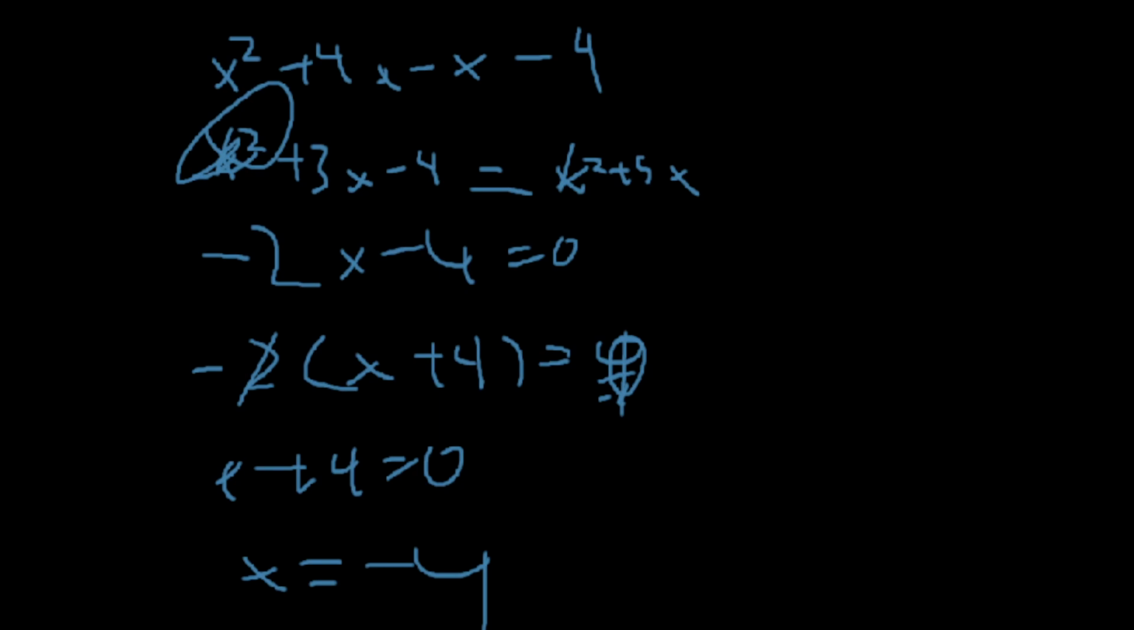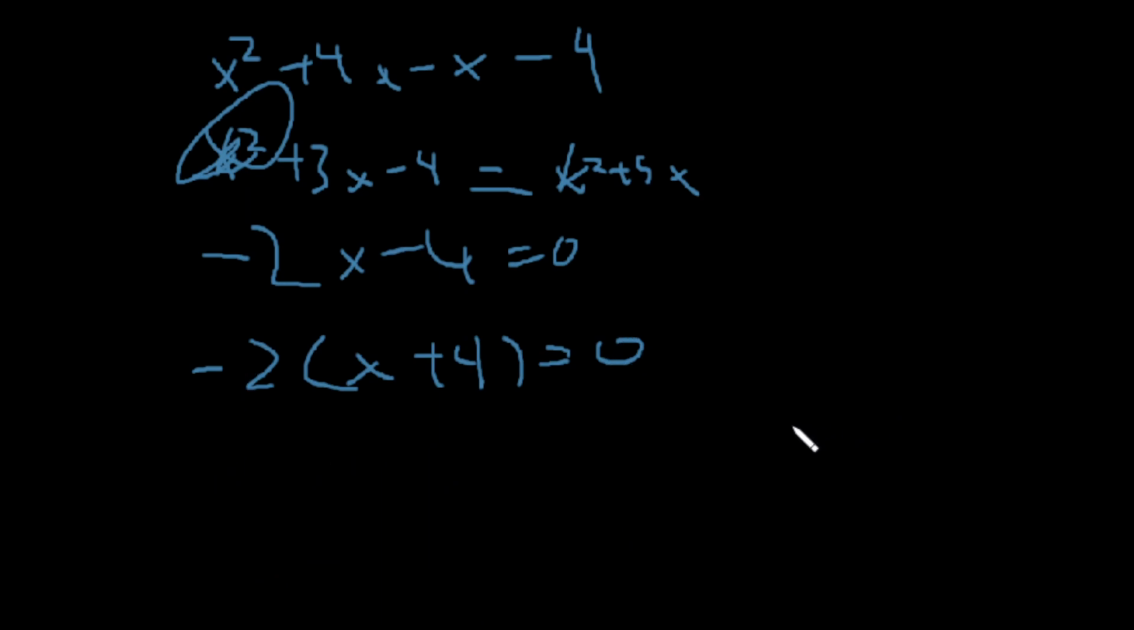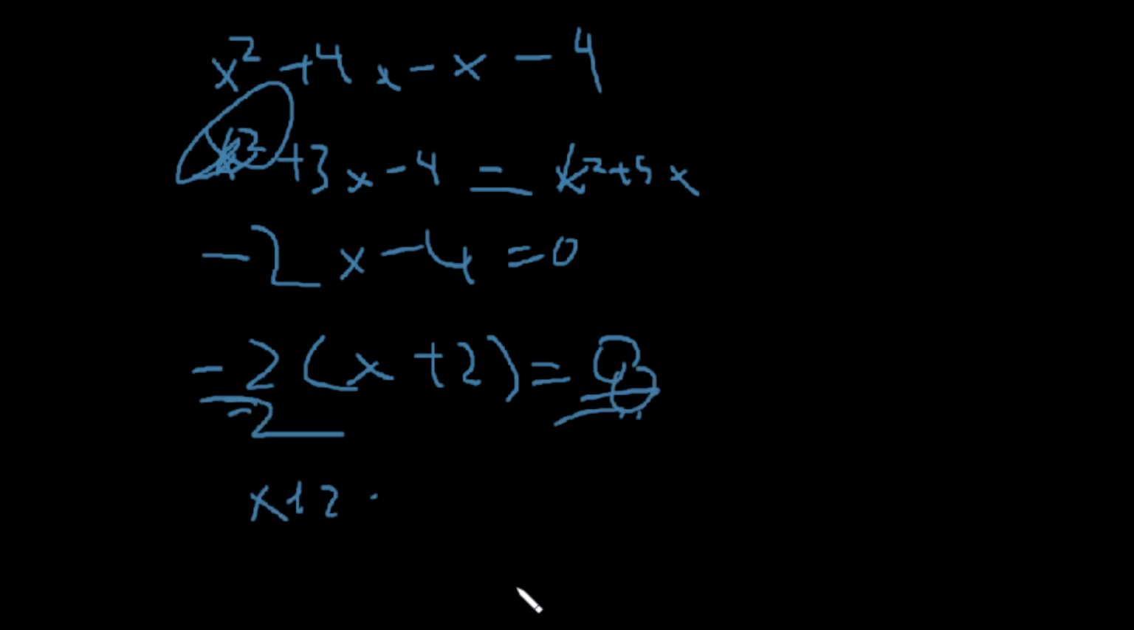Hold on, let me see if that's... Oops. Oh wait, my bad. This is 2. Okay, hold on. This right here is a 2. Equals 0, same process though. Divide, and so on, 0. x plus 2 equals 0. x equals negative 2. Yeah, there you go.